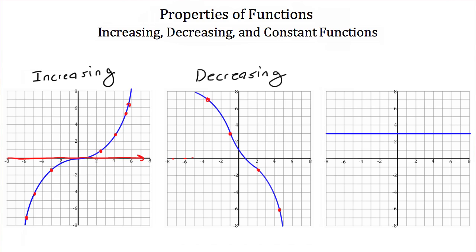Now in our last graph, here our function is constant. As I walk along the x-axis, my y value does not change. It stays here at 3. Since my y value doesn't change as x gets larger, that means I have a constant function.